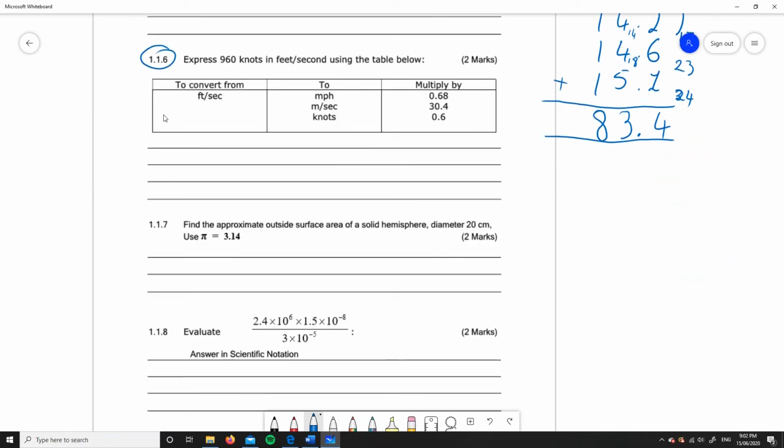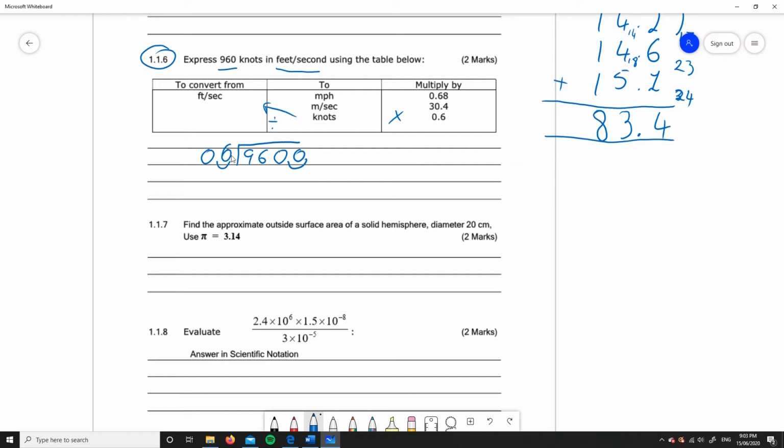Moving on to question number 6. So I'm going from 960 knots to feet per second. So if I'm going from feet per second to knots, I'm going to multiply by 0.6. So to go back the other way, I'm going to divide. So if I have 960 divided by 0.6, to make that a whole number, I'm going to times that by 10, times that by 10, giving me 9,600 divided by 6.